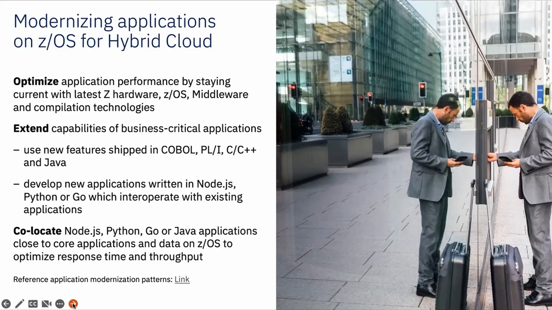And the other thing is that many customers already have been using Node, Python, Go, and Java applications on other platforms, but they have to access data or core applications on z/OS. So for those applications where it makes sense, it's better to maybe co-locate to optimize the response time and throughput. So those are the three things that we talk about when we talk about modernization for z/OS applications.